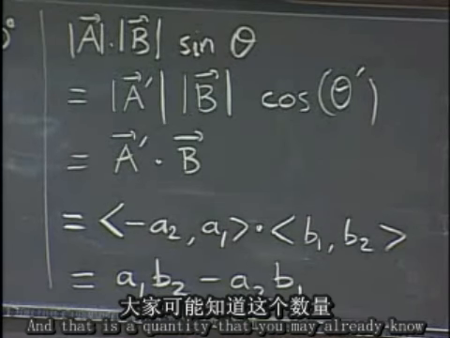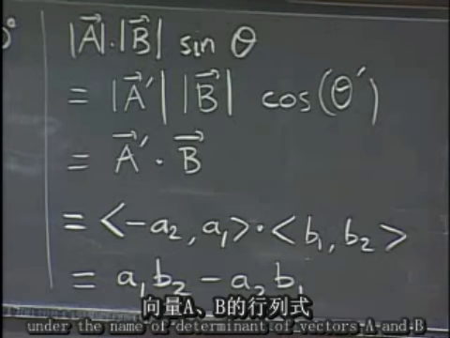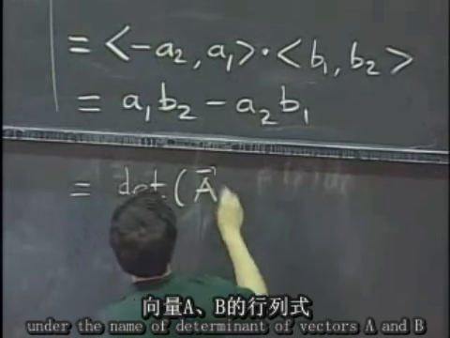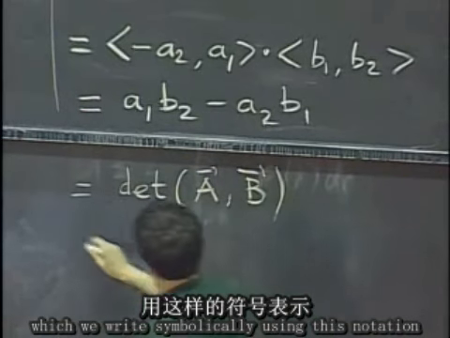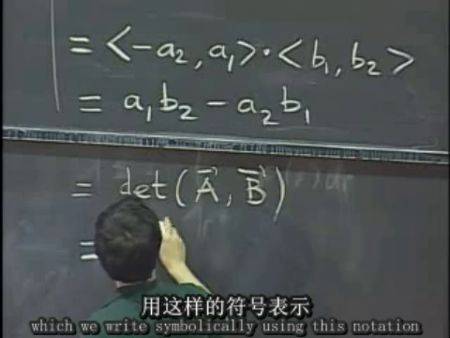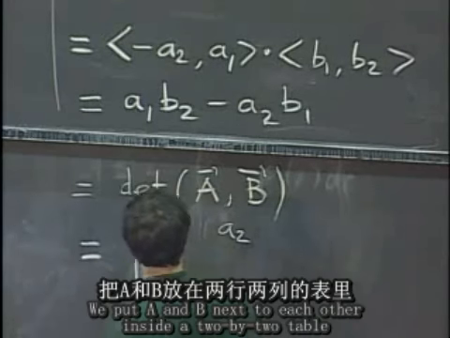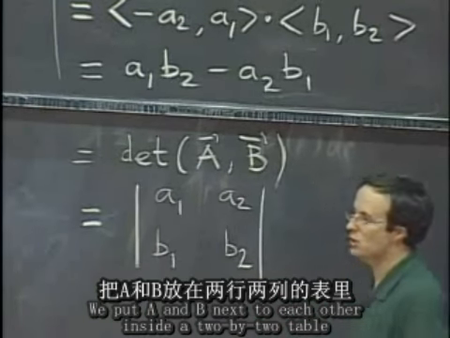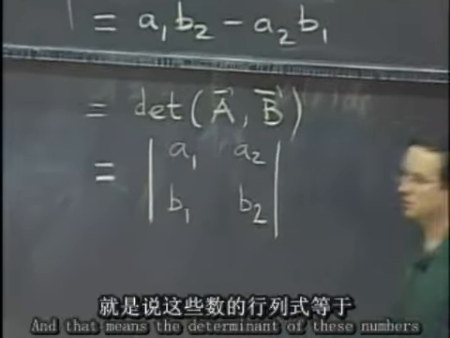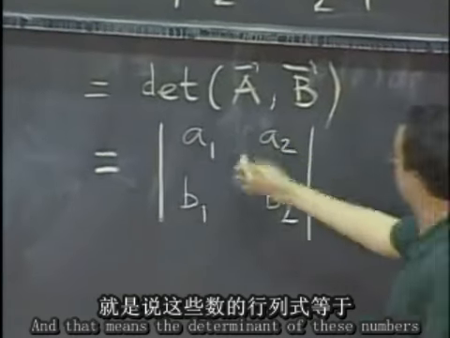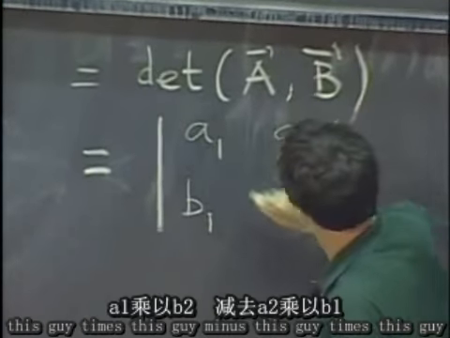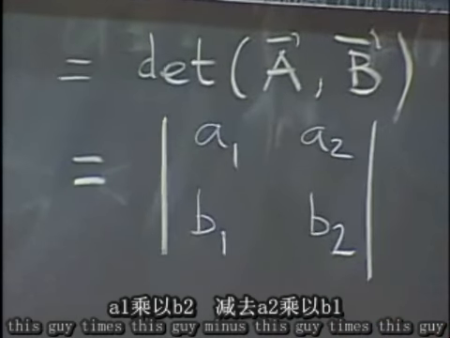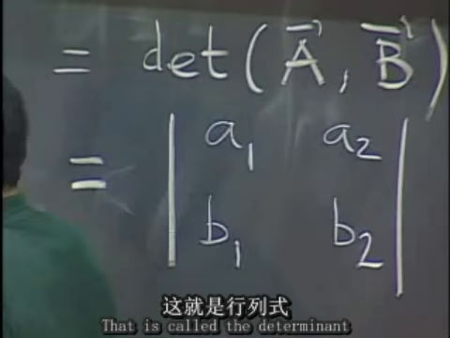And that's a quantity that you may already know under the name of determinant of vectors A and B, which we write symbolically using this notation. So we put A and B next to each other inside a 2x2 table, and we put these vertical bars, and that means the determinant of these numbers. It means this guy times this guy minus this guy times this guy. Okay? So that's called the determinant.